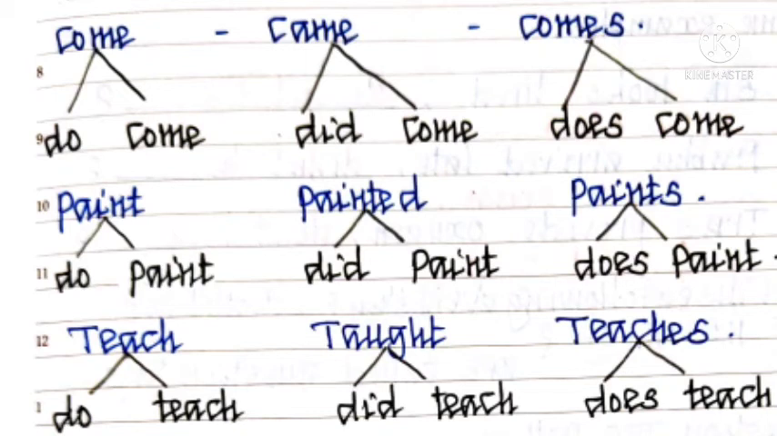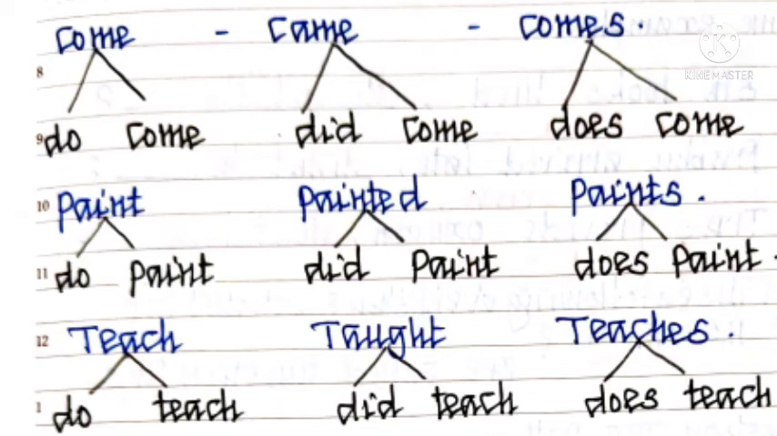Okay, here are some examples. Let us discuss. Come: do plus come. Came: did plus come. Have you noted, children? Came is past tense. In each main verb, do-form verbs are hidden. We have to split like this, and we can use do, did, does when we frame the question tags. Comes: does plus come. And next one, paint: do plus paint. Painted: did plus paint. Paints: does plus paint.